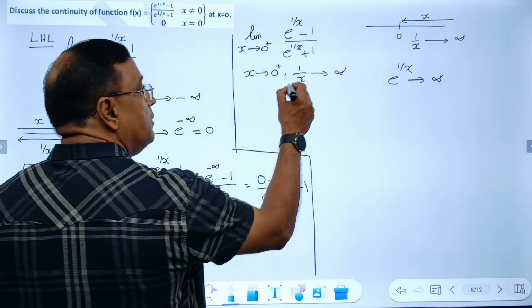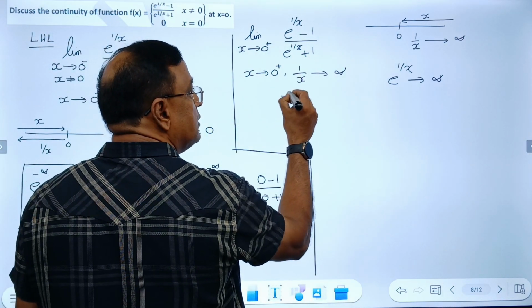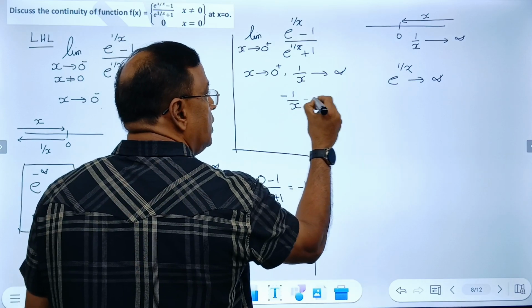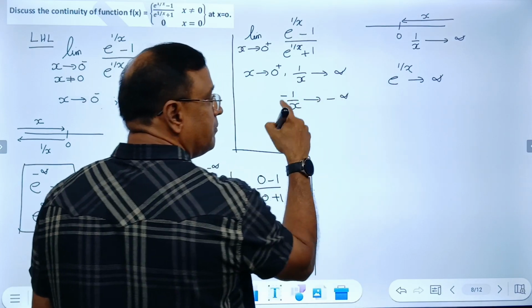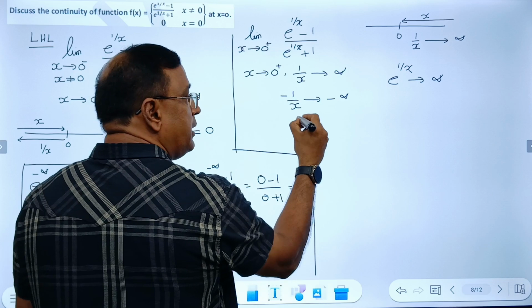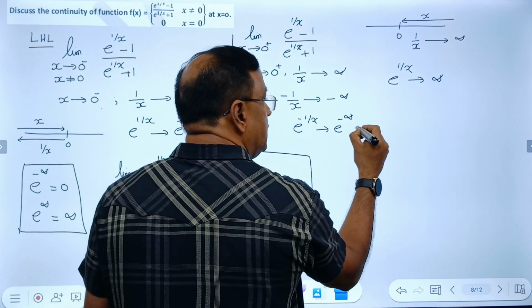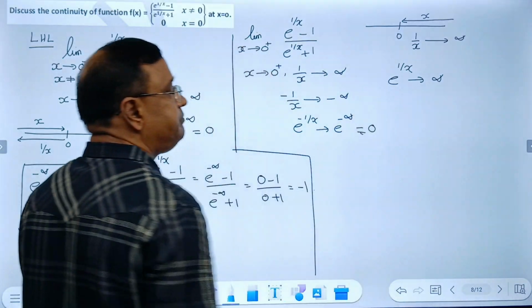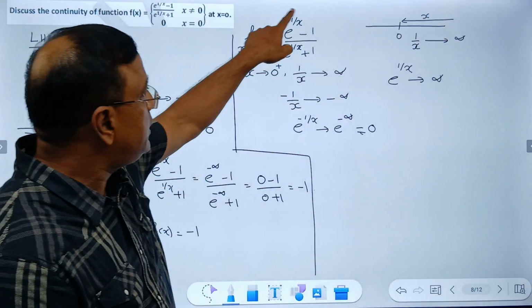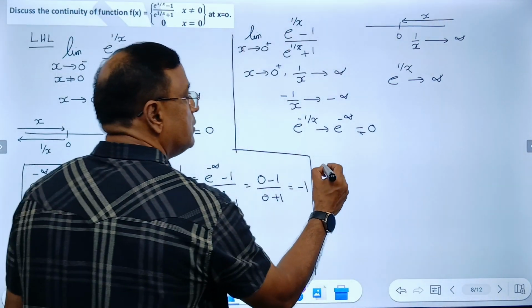So what do you do? Multiply this by minus. So minus 1 by x will approach minus infinity. Okay. So e power minus 1 by x will approach e power minus infinity. E power minus infinity is 0. So somehow I have to create e power 1 by x. How do I do that?